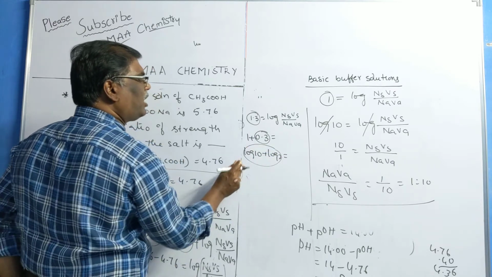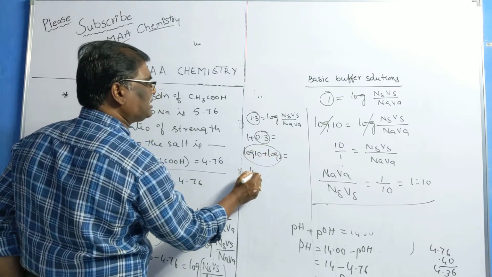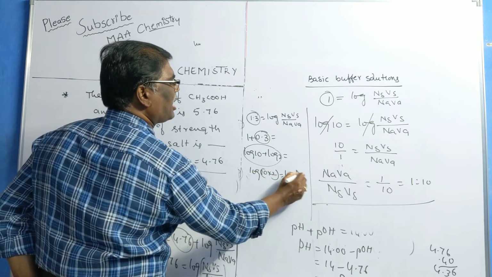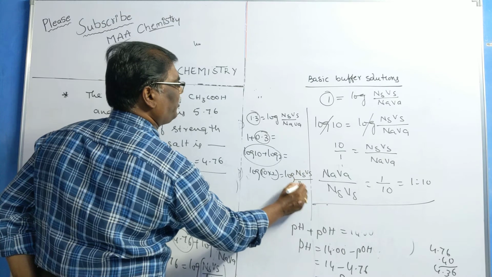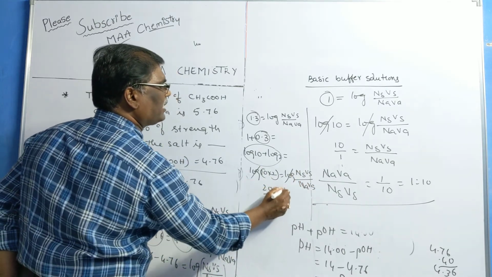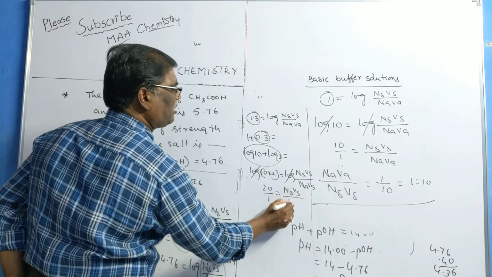That's why this becomes what? Log m plus log n means log mn. Thus, the logarithms are simplified. So, on cancellation we get 20 by 1. Thus, the ratio is calculated.